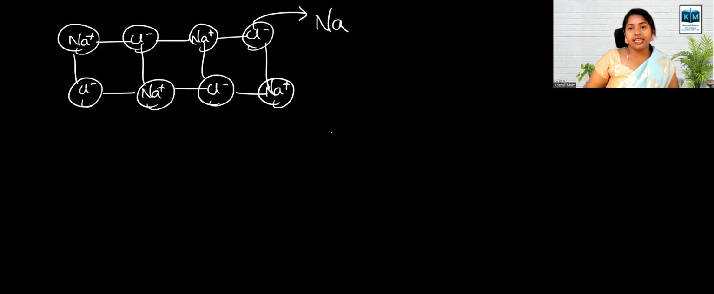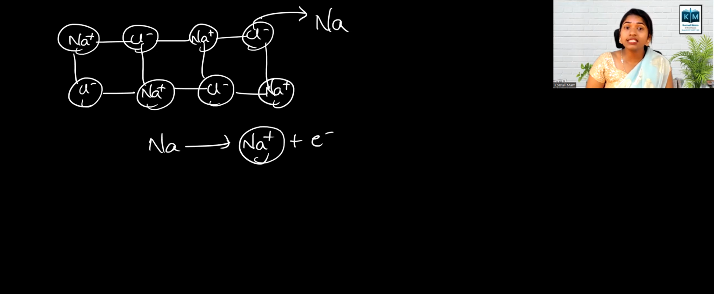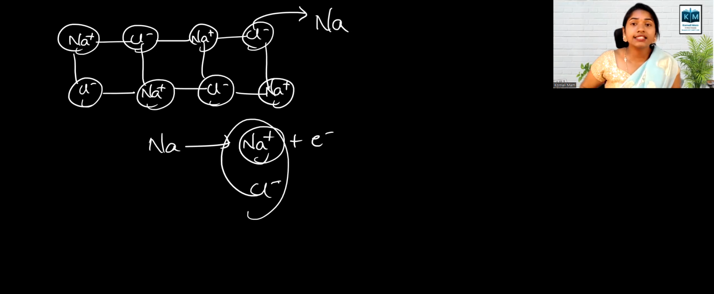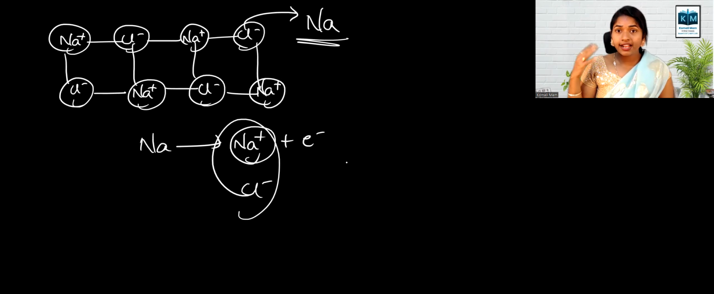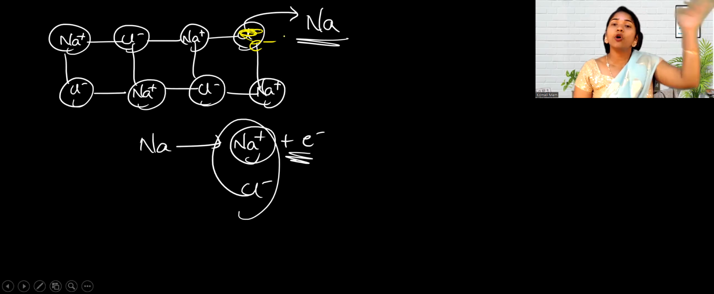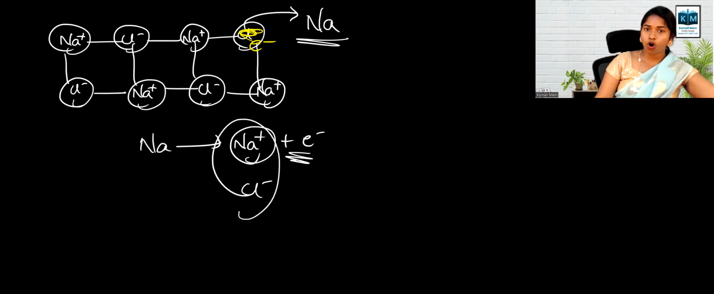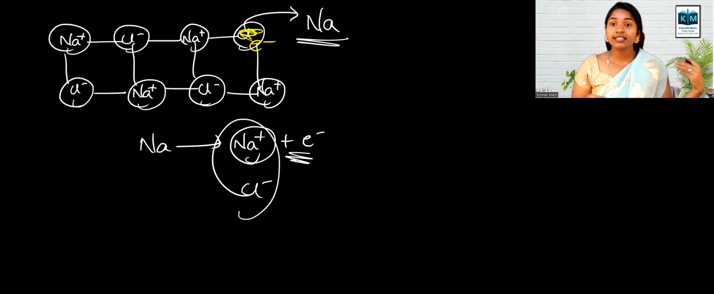To combine with Na, that Na loses one electron and becomes Na+, because Cl- is coming, and both will form NaCl. That is the reason this Na converts into Na+. Whenever this Na converts into Na+, that electron is there, right? This electron comes and occupies this Cl position, because Cl is going out. From where is that electron coming? Because Na is losing that electron.